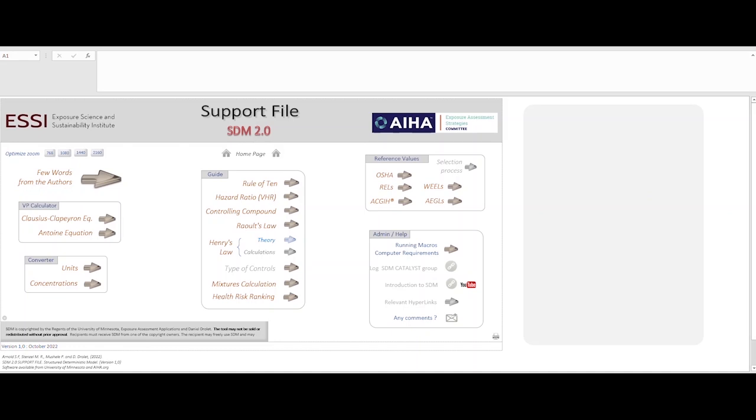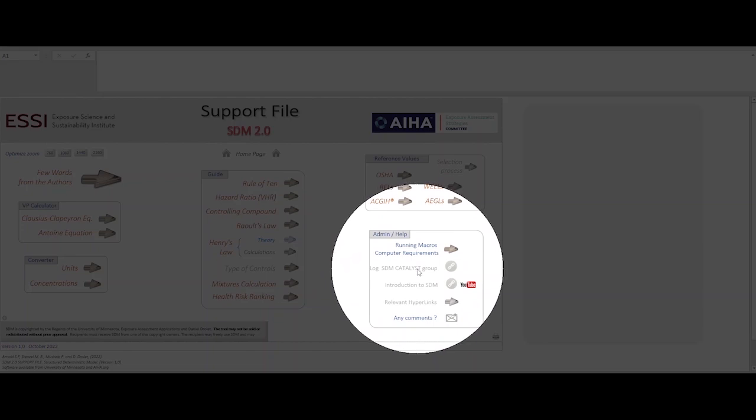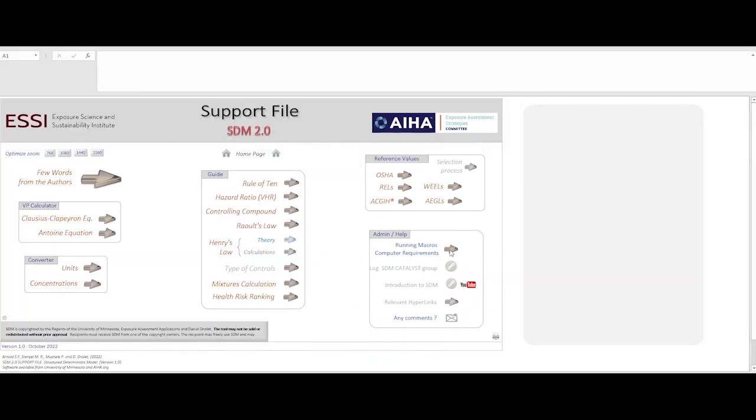At this time, only 2 of the admin help tabs are active, the one describing running macros and computer requirements, and a link to provide comments on the tool. These will go to Daniel Drolet, the developer of the SDM 2.0.